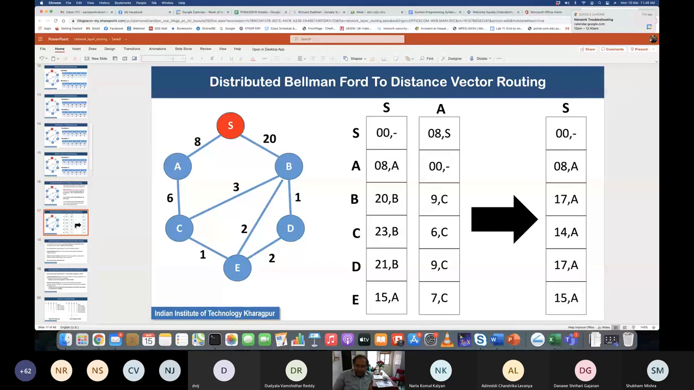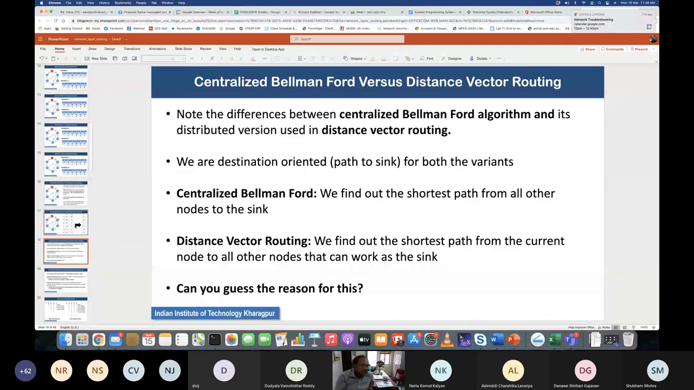So why are we doing this? Any idea? Just think of it. Why are we doing this reverse thing? Try to think of an answer, or otherwise, if you are not able to understand this difference between the centralized version of the Bellman-Ford and the distance vector routing, or the distributed version of the Bellman-Ford, also let me know. I will be happy to repeat it. Any idea, anything coming to your mind why we are doing it this way? Why are we making these changes in the algorithm?